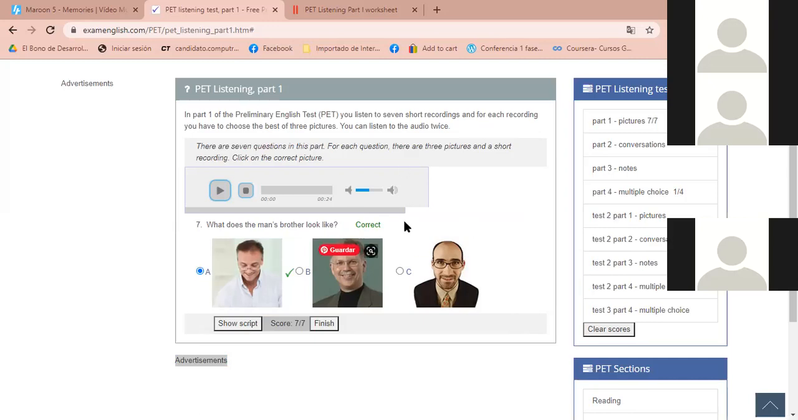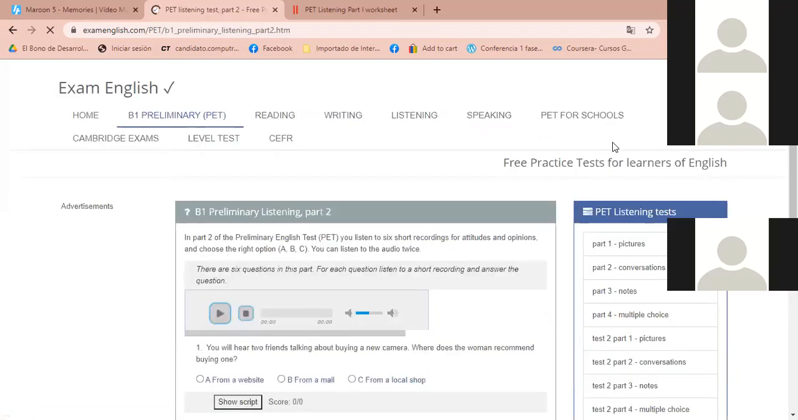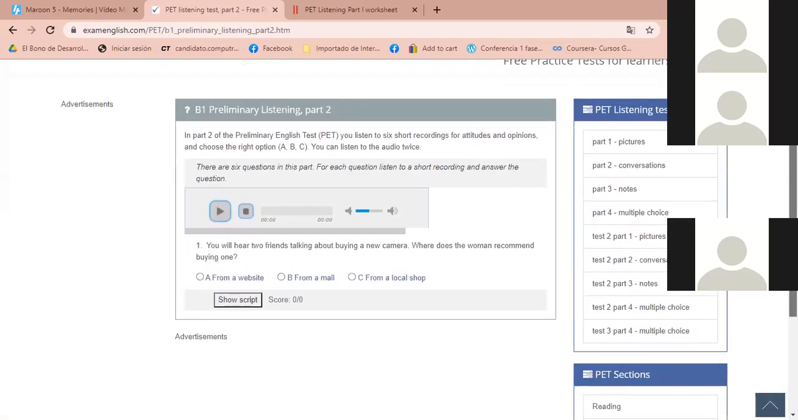Okay, 7 short records and 3 different pictures to choose. Let's move to part 2. How is it going to be? As I told you before, in part 2, we're going to have the same listening. It's just one bigger listening. And we're going to answer 6 questions about this listening. The perfect option or the perfect test would be if we can watch the whole 6 sentences or the whole 6 questions so we can know what we are looking for in the listening.